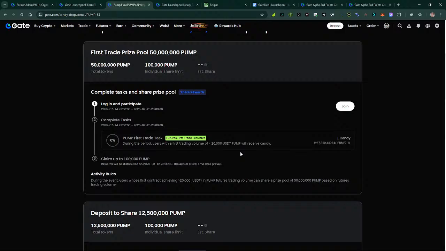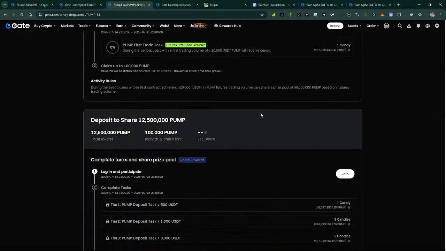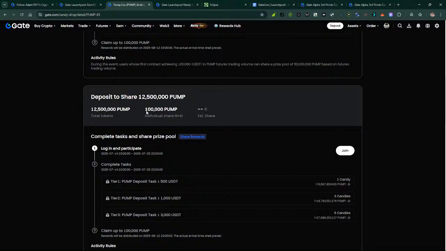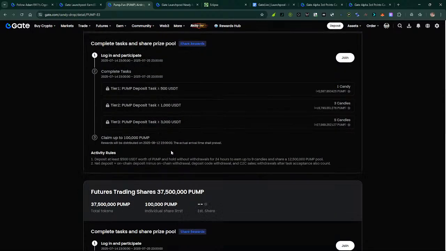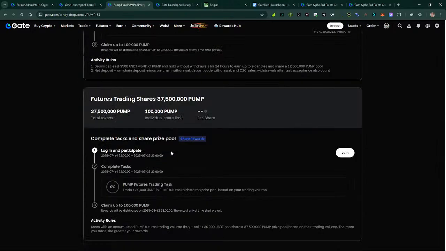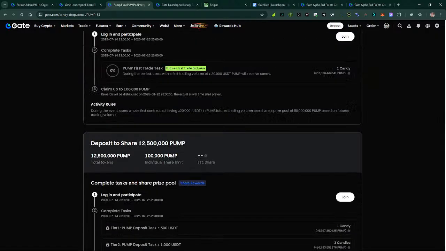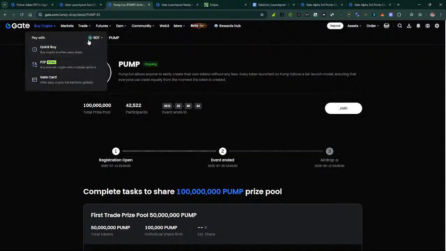Then you can get up to one candy, and one candy is equal to around 50,339 tokens. Holy moly, huge amount out there, almost $100 according to the current price. And there are deposit bonuses as well. So if your PUMP deposit is more than 500 USDT, yes, you will also be getting one candy. Okay, so these are the details. And they have futures trading. So this kind of task will appear on Candy Drop.